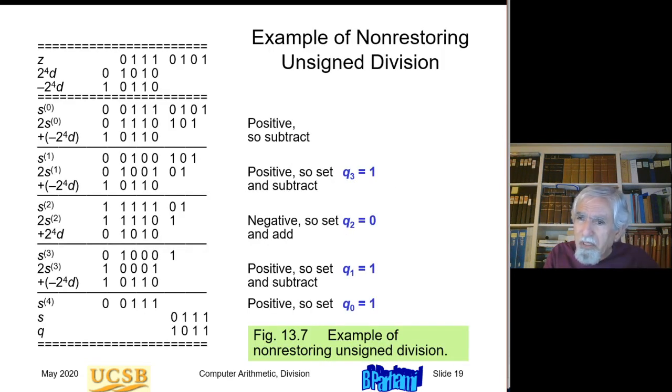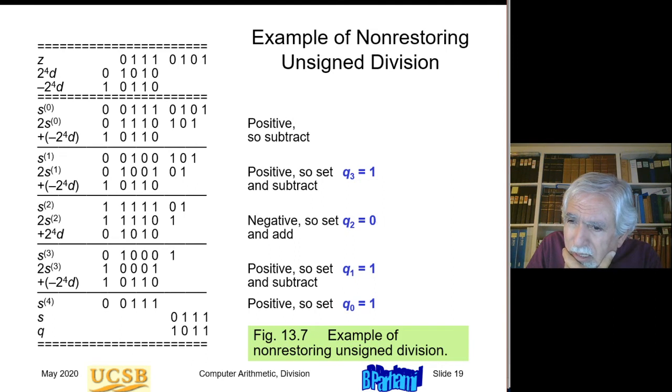So here's an example of non-restoring division. I won't go through all the details, but basically whenever the partial remainder is positive, we subtract. So here the shifted partial remainder is positive, we subtract. The next shifted partial remainder here is positive, we again subtract. Then the partial remainder goes negative, so that means the quotient digit at this stage is 0.